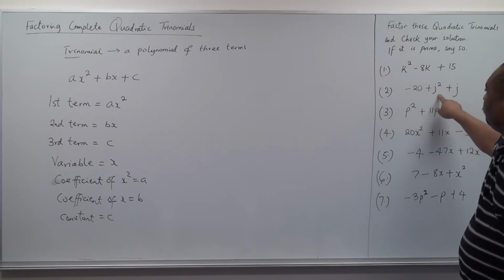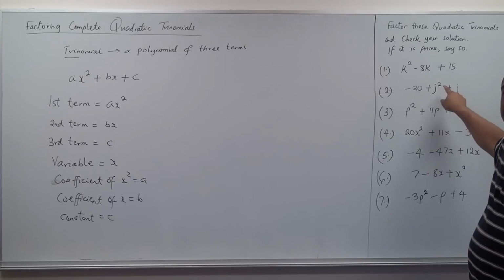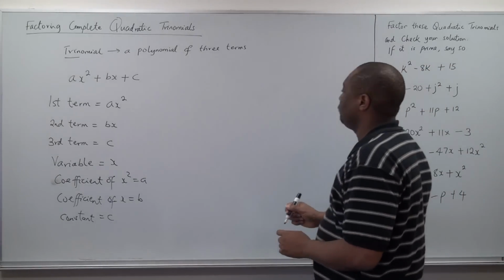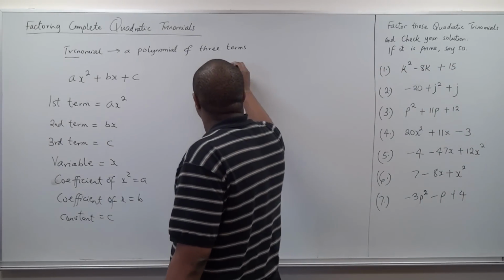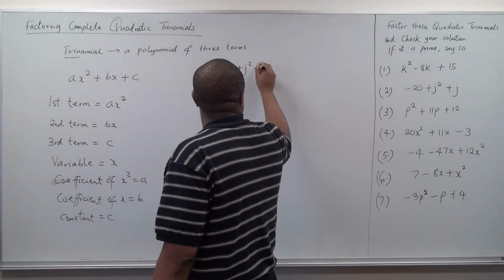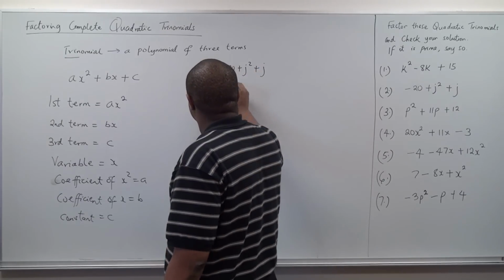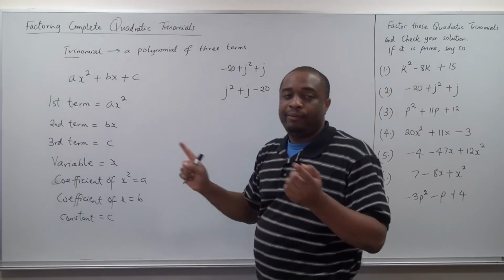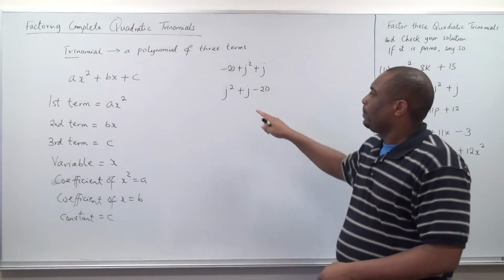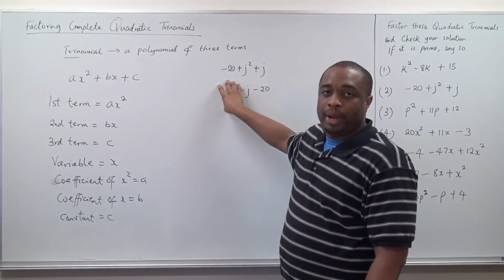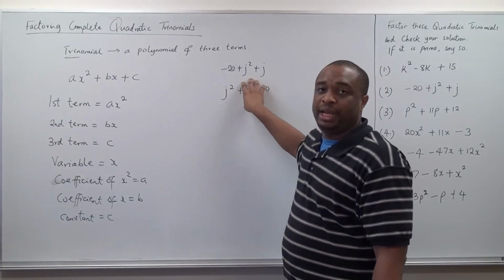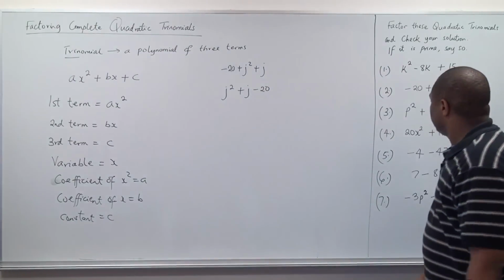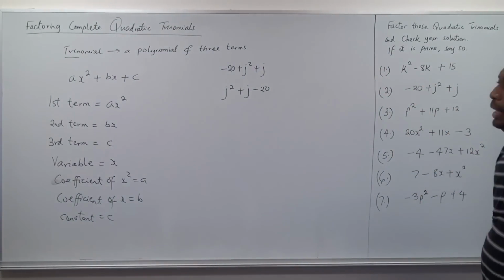Here, if you're solving this, you have to rearrange it. When you have negative 20 plus j squared plus j, you rearrange it to be j squared plus j minus 20. You reorder it so that the first term will be j squared, the second term will be j, and the third term will be negative 20. So go ahead and do those like that.